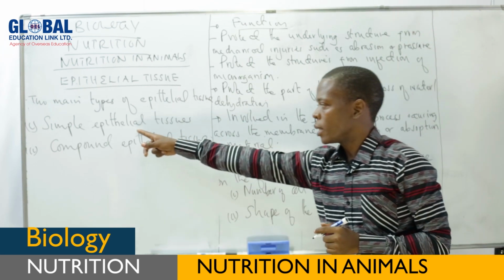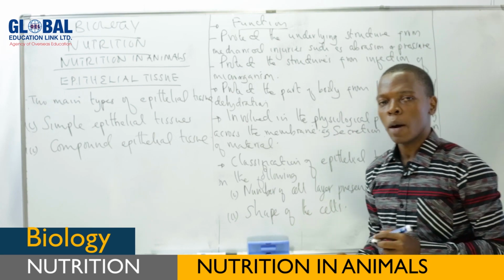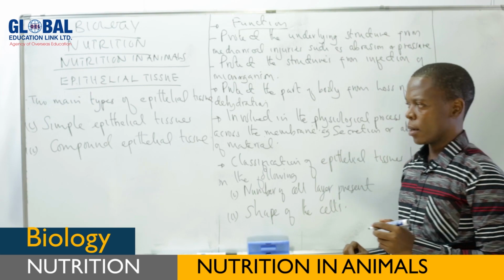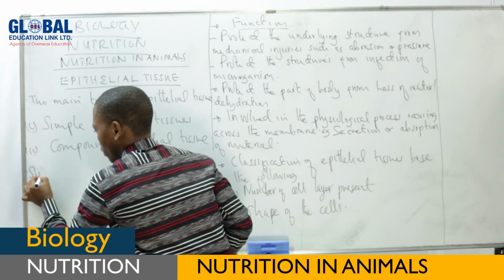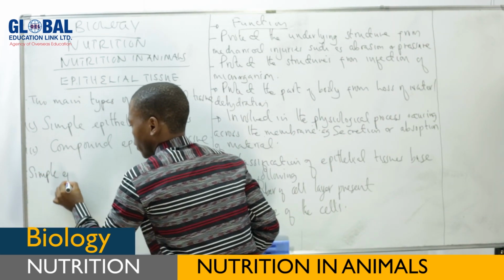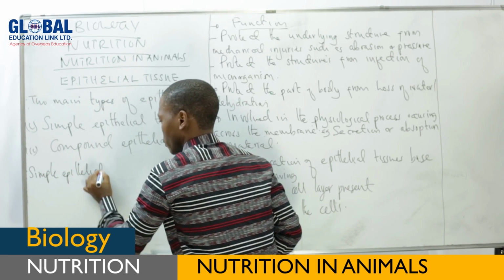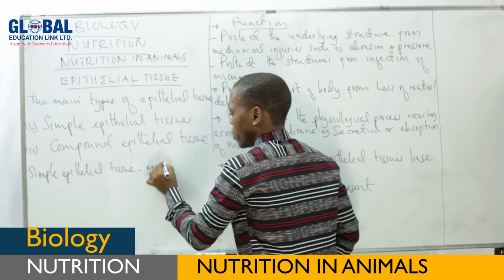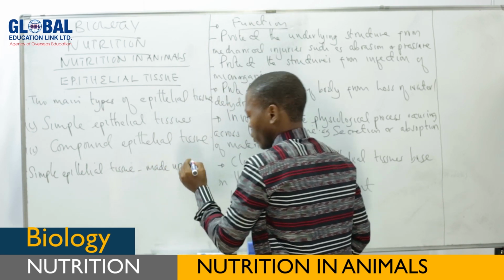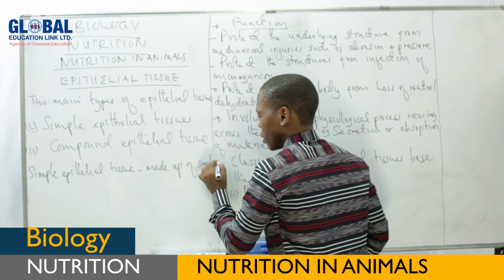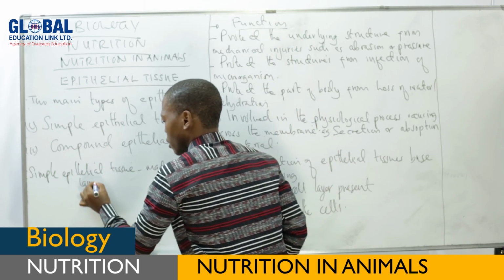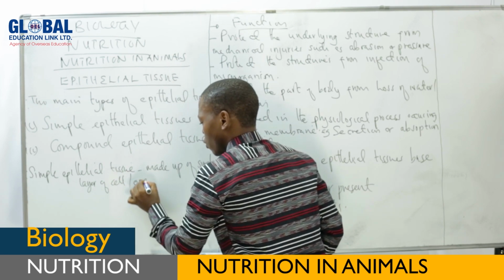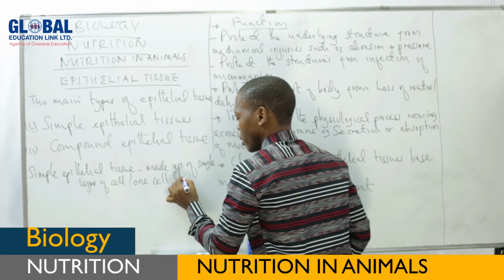We are saying these simple epithelial tissues are made up of a single layer of cells, or we call it one cell thick. Simple epithelial tissue, we are saying they are made up of a single layer of cells. Or yes, we can say made up of one cell thick.